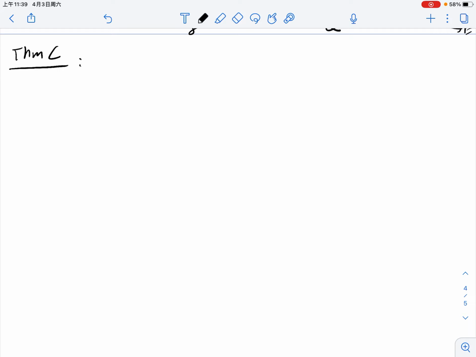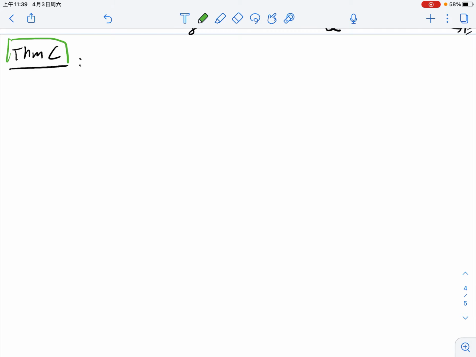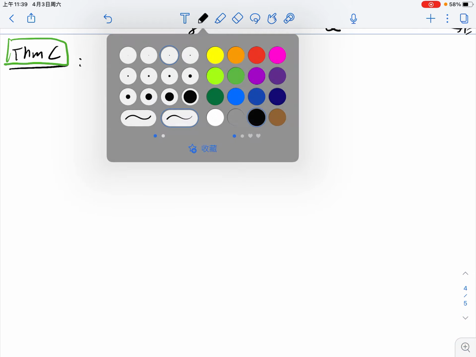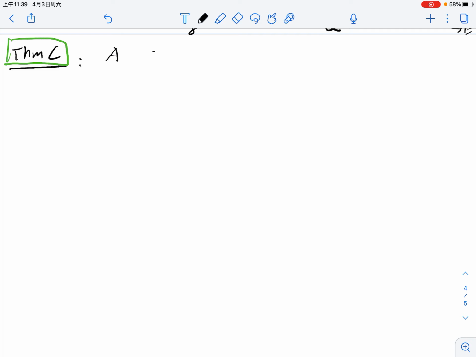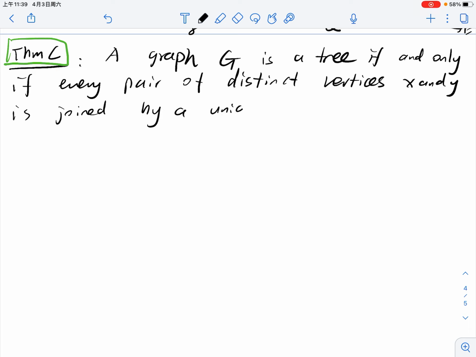Okay, next we have another very interesting characterization of tree. This is by the distance property. So a graph G is a tree if and only if every pair of distinct vertices x and y is joined by a unique path.